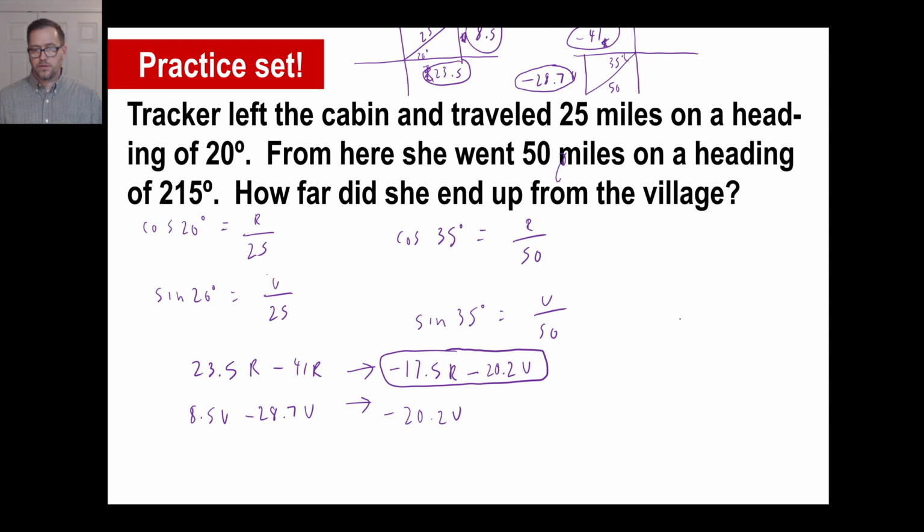In other words, this is the same thing as saying, if you go negative 17.5R, that means you're basically going west for 17 miles and stopping. Then if you say I'm going negative 20.2U, that means you're going 20.2 miles south and then stopping, and that's how far you end up from the village.